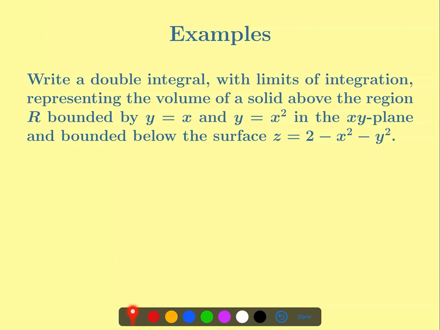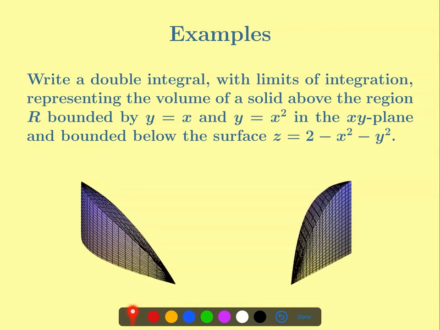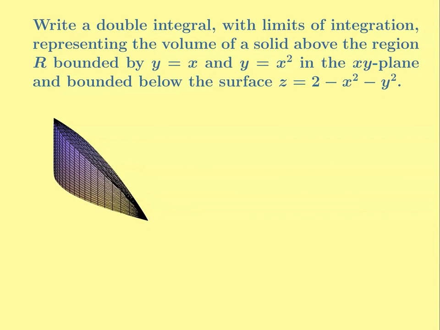Now I can give you a picture of what this solid looks like, but it's not terribly helpful. So the main thing you want to do to get a hold of this problem is to see what's happening in the xy plane. Figure out what the region R is that we're talking about here, which is bounded by y equals x and y equals x squared. Well, we know how to graph y equals x and y equals x squared, so let's just do that.